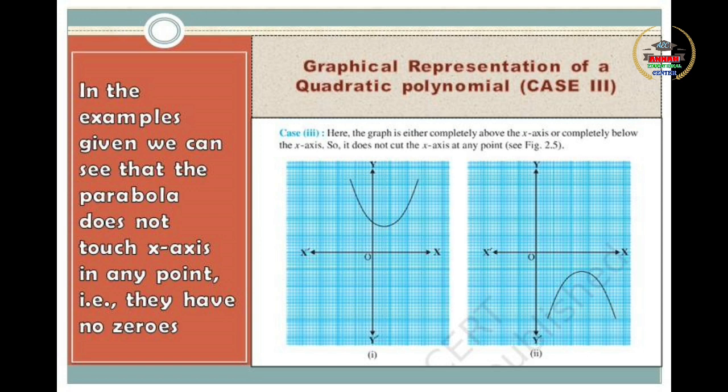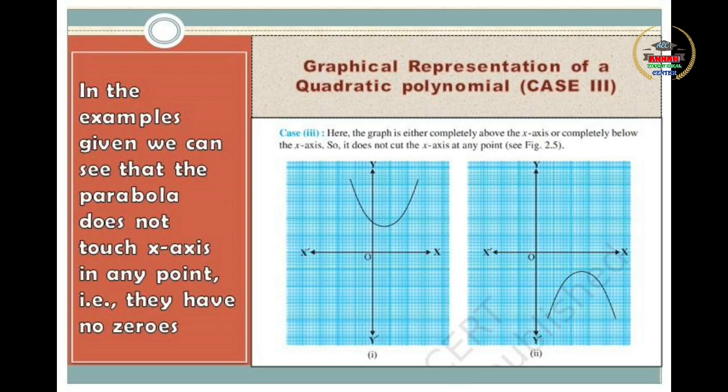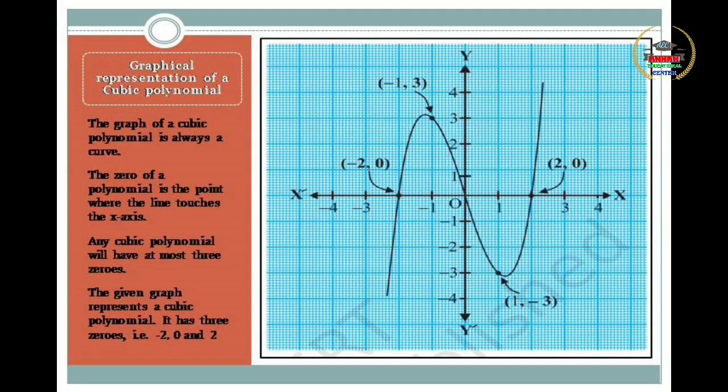A quadratic polynomial can have a maximum of 2 zeros. If it touches the x-axis in two distinct points, then we can confirm that it has 2 zeros. If it touches in only one point, then it has only 1 zero. If it is not touching the x-axis at all, like these two graphs, then it has no zeros. Now we will move to the next type of polynomial, the cubic polynomial.